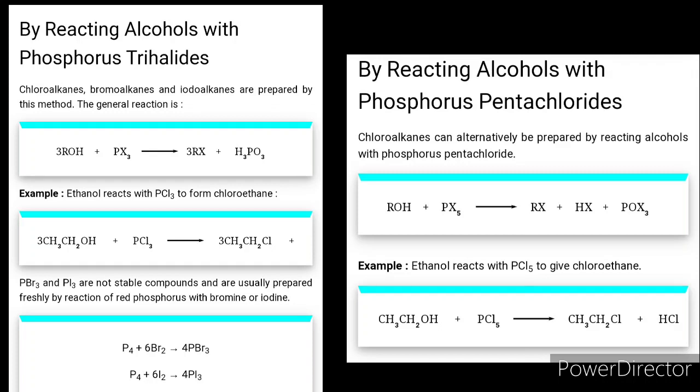For example, when ethanol reacts with PCl3, it will form chloroethane. PBr3 and PI3 are not stable compounds and are usually prepared freshly by the reaction of red phosphorus with bromine or iodine. And the second method is by reacting alcohol with phosphorus pentachloride. Chloroalkanes can alternatively be prepared by reacting alcohol with phosphorus pentachloride. The general reaction is given. Now let us take an example. Ethanol reacts with PCl5 to give chloroethane.